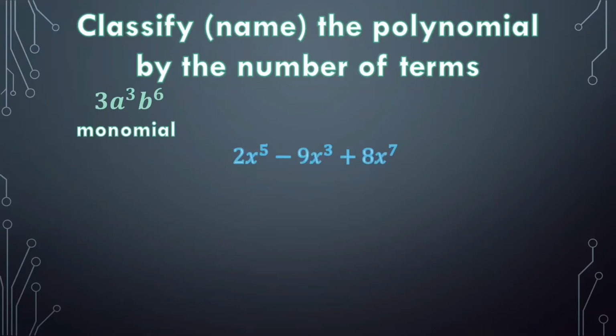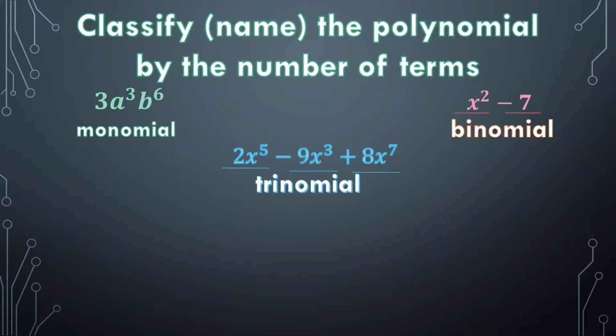Well, if I look here, there is a plus and minus sign in there. So now I have to count each term. So here's 1, 2, 3. Remember, our special polynomial with 3 terms is a trinomial. If I look here, I see a minus sign. So that means it's separating terms. So here's 1, here's 2. Therefore, it is a binomial.